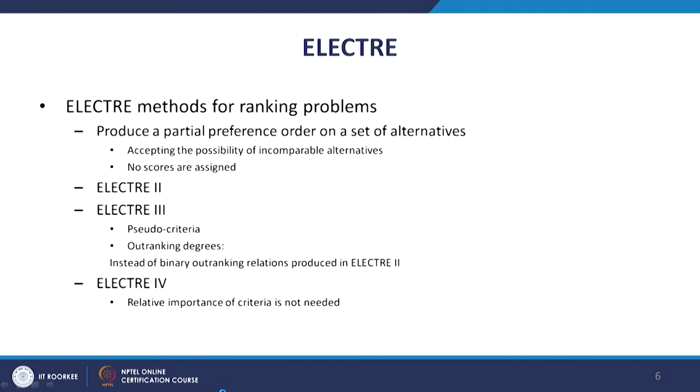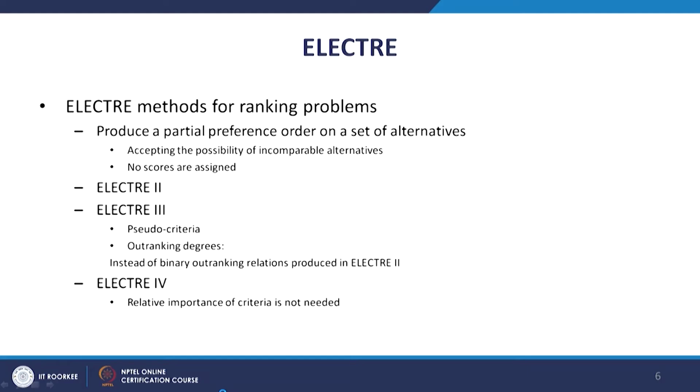Again, this particular way of defining the ranking problem in the context of ELECTRE also accepts the possibility of incomparable alternatives. Just like we discussed before, there could be incomparable alternatives, and therefore a complete ranking might not be produced, and so we say partial preference order. And no scores are assigned in this ELECTRE method. So, what are the different ELECTRE methods which can be used for ranking problems?